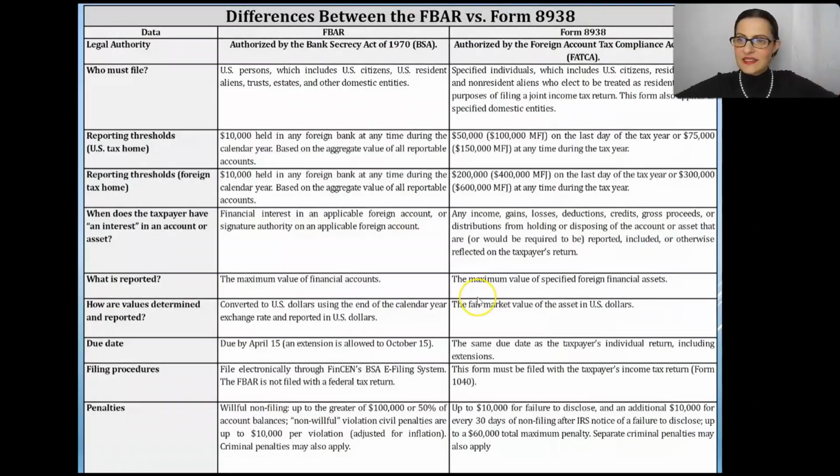Now, the last slide is this handy dandy chart that I put together for you with the differences between the FBAR and the Form 8938, when you have to file one and when you have to file the other. I think that you should become familiar with the reporting requirements for both of these forms for the test.